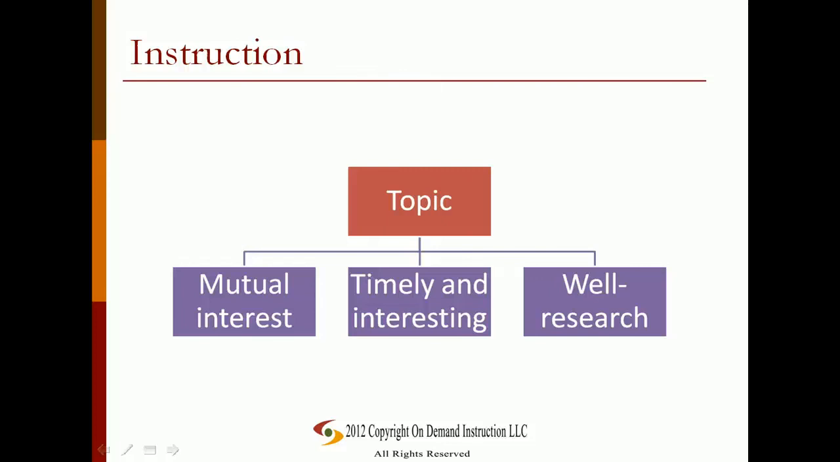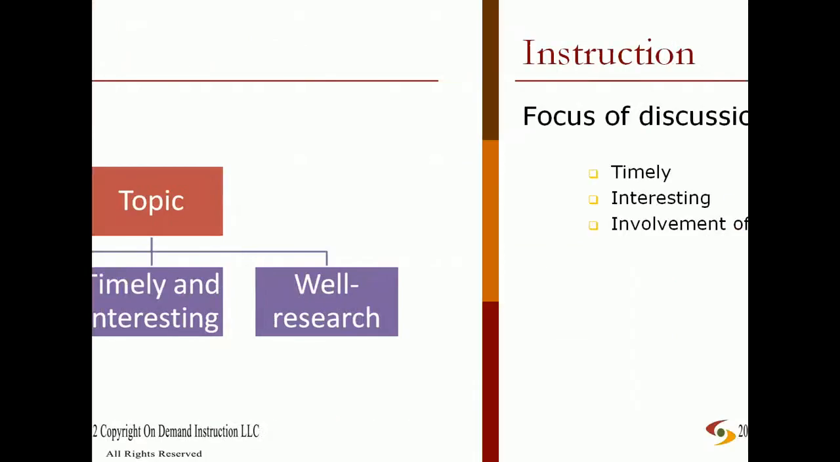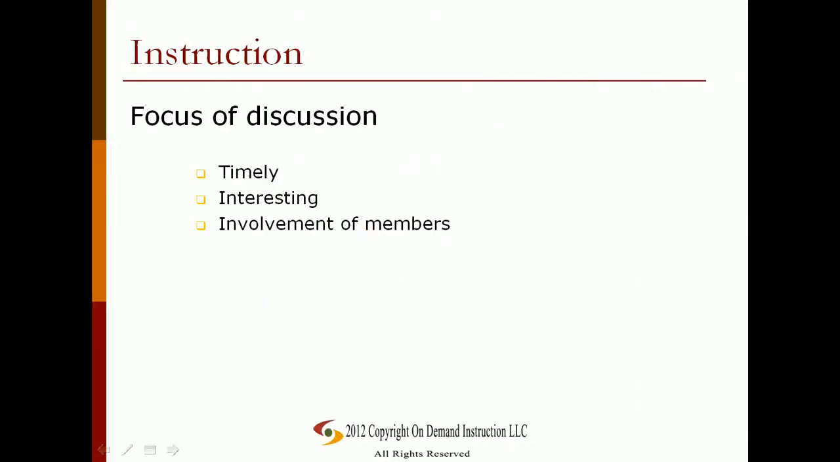There are factors affecting the success of a group discussion. A topic must be one that interests everyone in the group. Also, it should be timely and interesting. Lastly, it should be well researched by every member of the group. Always remember that a group's discussion focus is on the topic that is timely, interesting, and one that the members are involved with and prepared to discuss.